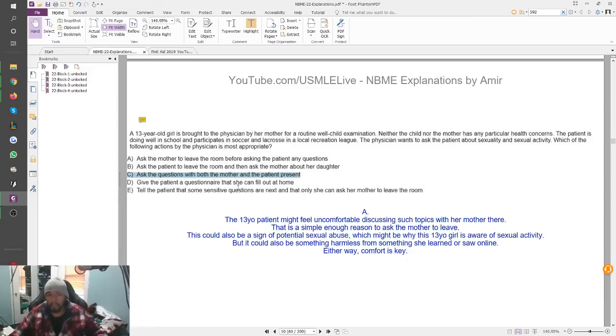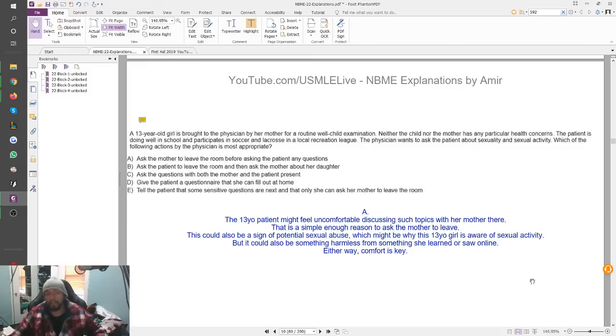Give the patient a questionnaire that she can fill out at home. Completely wrong. Giving the questionnaire could be correct, but doing it at home, now you don't even know if the patient did it, the mother did it, who else saw it. Tell the patient that some sensitive questions are next and that only she can ask her mother to leave the room. That doesn't make any sense, right? Why would you ask the patient to tell your mom to leave the room? That's stupid. It's your clinic. You're the boss. So very important, very nice question, very realistic question.